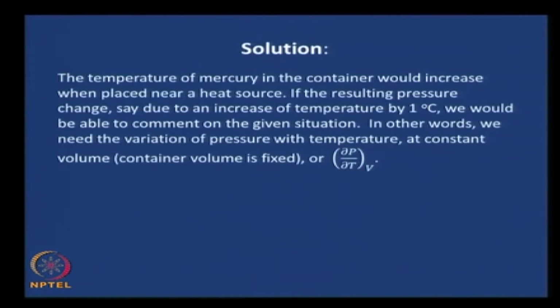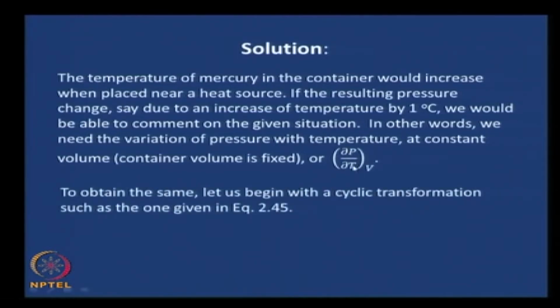In other words, look at this, this is what we need. We need the variation of pressure with temperature. We said we would like to know the resulting pressure change due to an increase of temperature by 1 degree C. And in terms of mathematics, we need to know the variation of pressure with temperature at constant volume, that is, dou P dou T at constant V. This is the first thing you need to recognize. Let me go a little further before you work things out.